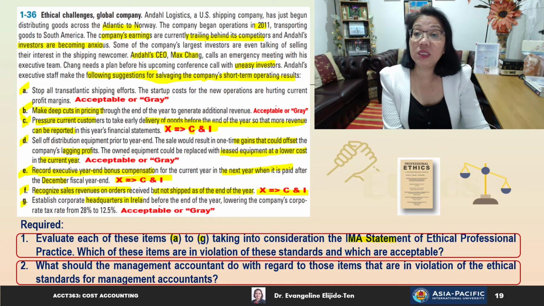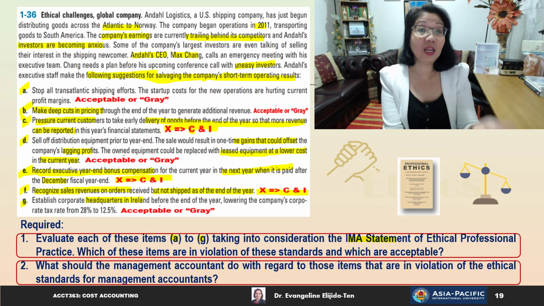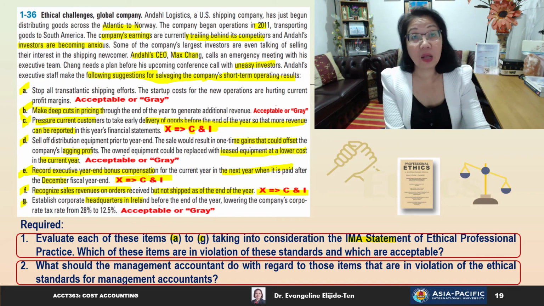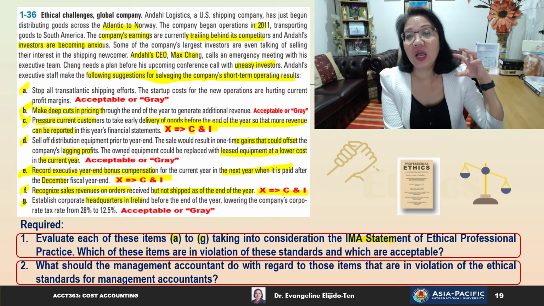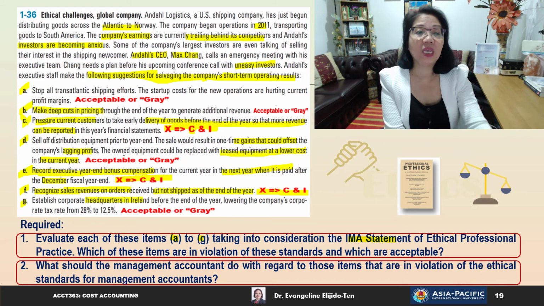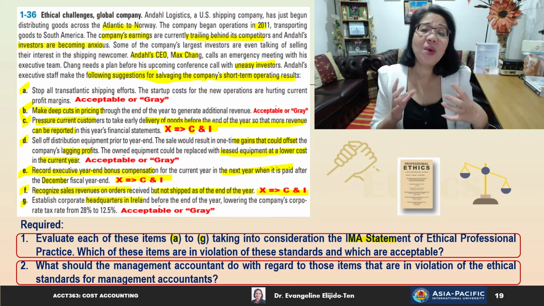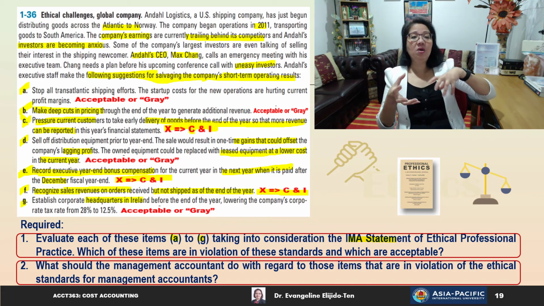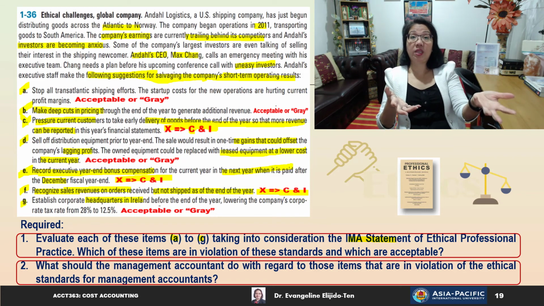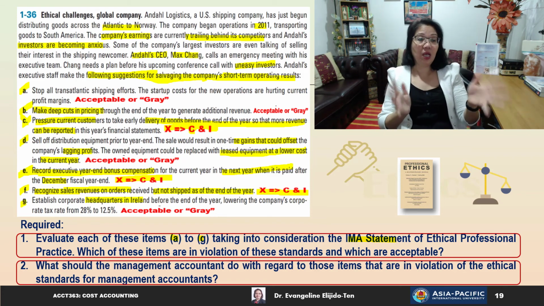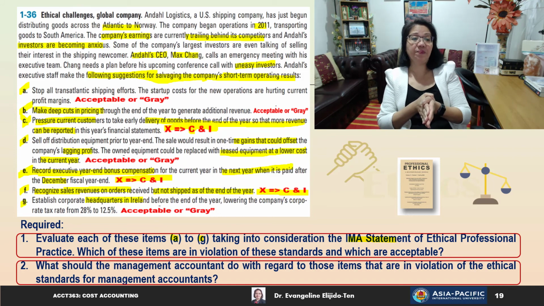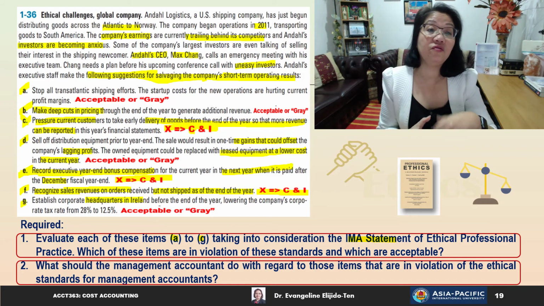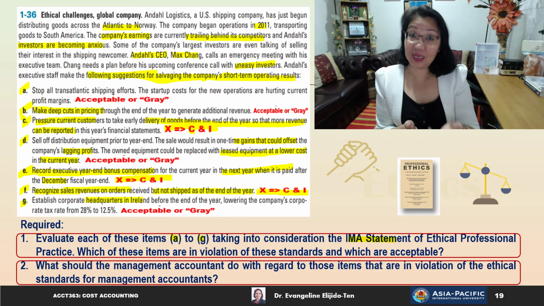So if the CEO asks the management accountant, for example, to take any of the actions that are clearly unethical, C, E, and F, what should the management accountant do if the pressure comes from the CEO to do something that is unethical? Well, the management accountant can raise this issue with the audit committee if there is such a committee in the company. But the management accountant needs to inform the CEO that he is doing so.